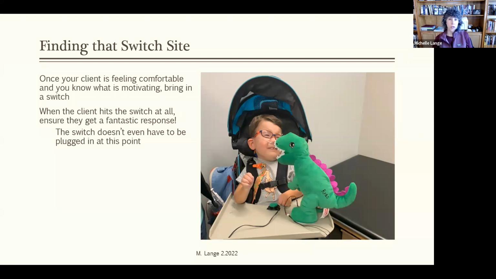And then when the client hits the switch, this is important for all of our clients, but particularly a client that's hard to engage. It's really important to make sure they get a fantastic, meaningful, huge response and that that's consistent so that we can train them that, wow, every time I hit this switch, something great happens. Maybe it's worth my while. The switch doesn't even have to be plugged into something.